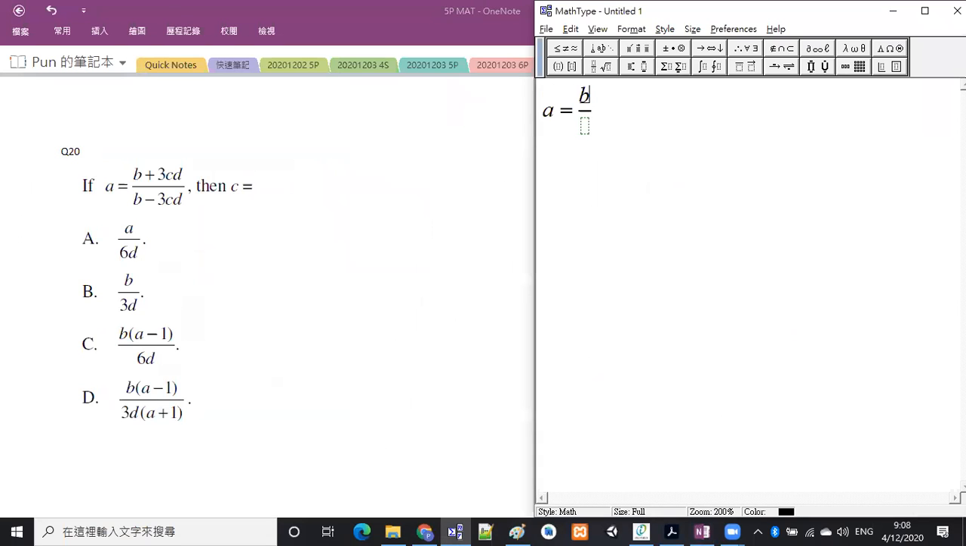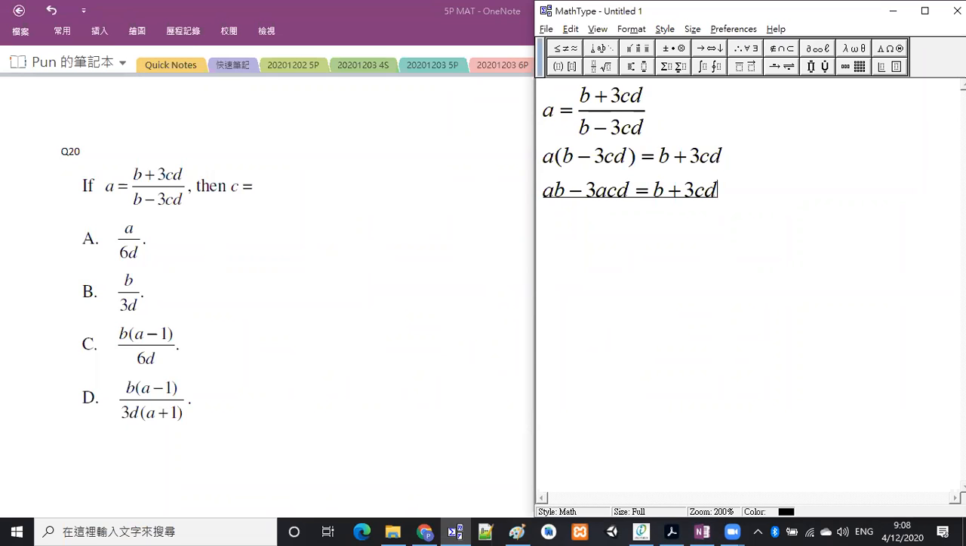So A is equal to B plus 3CD over B minus 3CD. And want to change the subject to be C, okay? But there is one single fraction on the right-hand side. So we may multiply the denominator to the left-hand side. A times B minus 3CD is equal to B plus 3CD, okay? And then expand the bracket, AB minus 3ACD is equal to B plus 3CD.